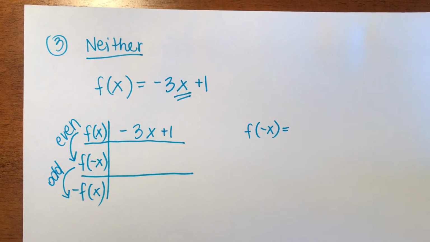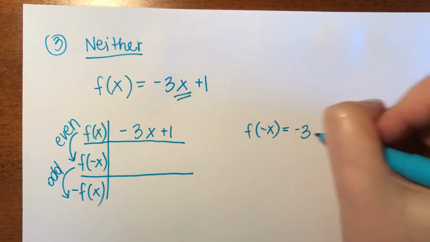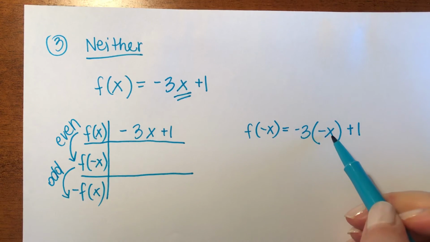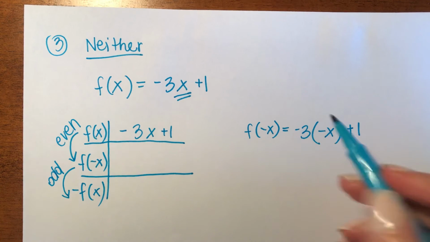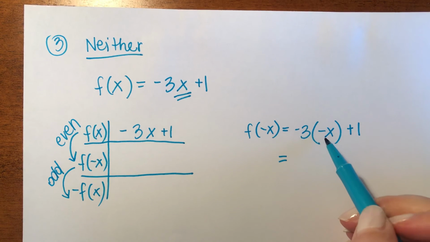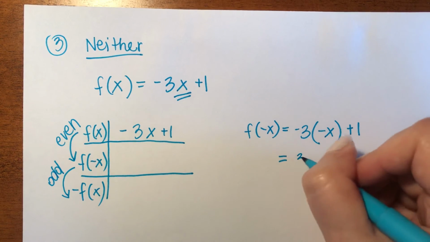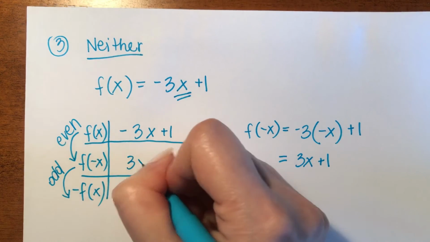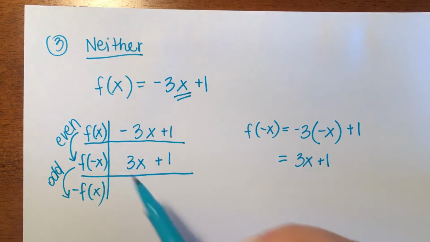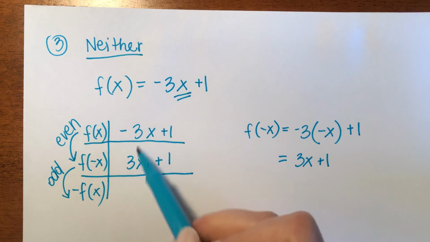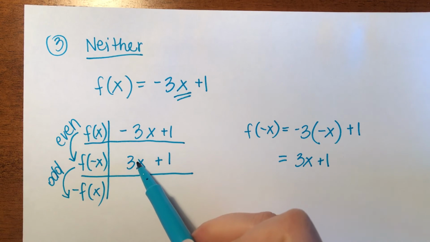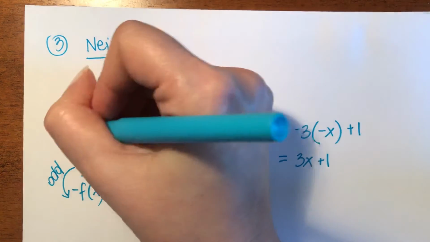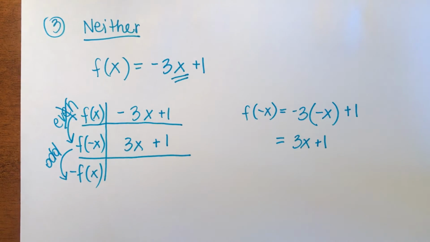In this case, we only have one x. So I get negative 3, parentheses, negative x, plus 1. Negative x to the first power is just negative x, so I can simplify this. Negative 3 times negative x, negative times negative is positive 3x, and then plus 1. So I get 3x plus 1. Hopefully you can see the first terms are not the same. Here, the first term is negative, here it is positive. The second terms are the same, but the whole thing has to be the same. That means it's not an even function.